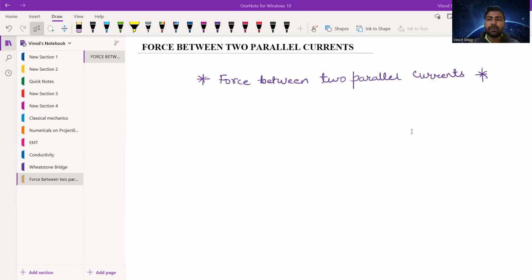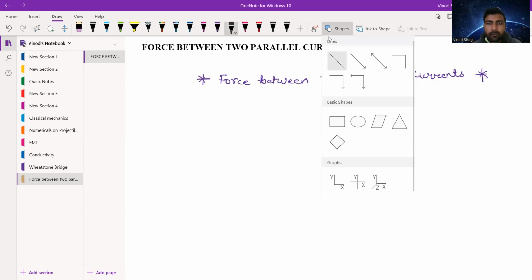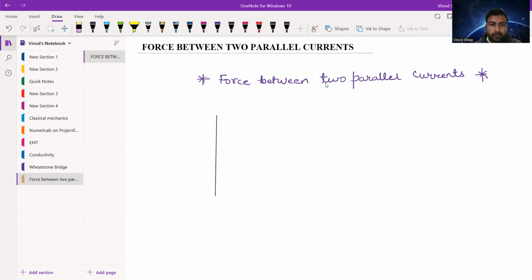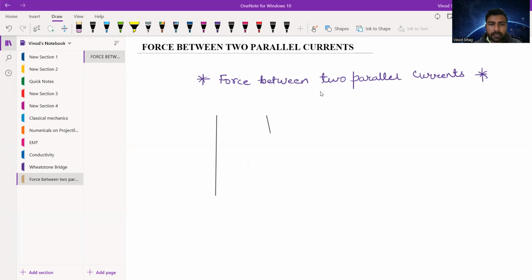We'll study what is the magnetic force acting due to one conductor wire on another conductor wire, and similarly due to another conductor wire on the first conductor. So first of all, let me draw the two conductors. This is the first conductor wire, and then there is another conductor wire.